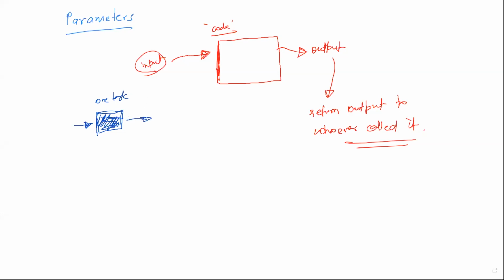So I'll give an example basically to develop an analogy. So suppose you have a cook. Okay, suppose you have a cook. Okay, and this cook is an expert in making tea.